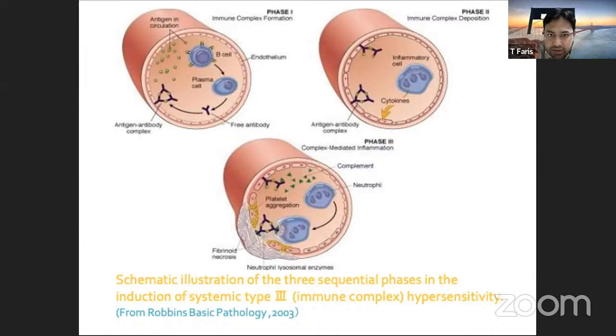They are also utilizing the complement proteins. The neutrophil is also involved in these reactions, and they can produce lots of granules or lots of mediators. More or less, it's quite similar to type 1. It's just that they are forming their own antigen-antibody complex.